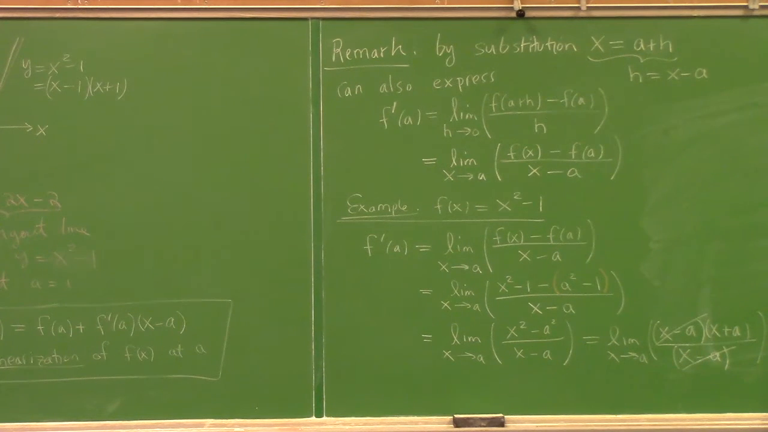So the slope of the tangent line to f of x equals x squared minus 1 at a is just 2a. This is totally consistent with our last example. We just do what? Put a equal to 1 and get back to the previous example.